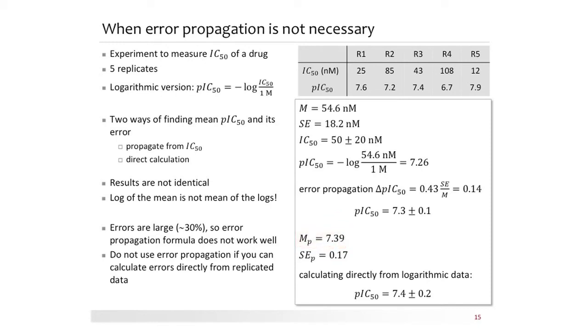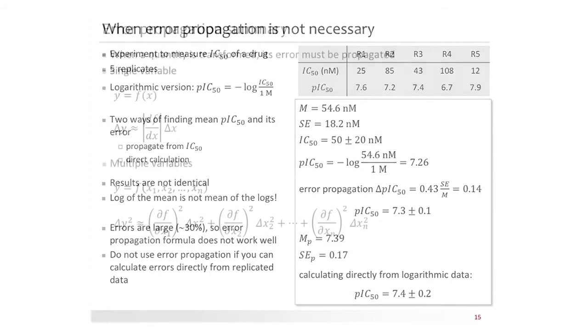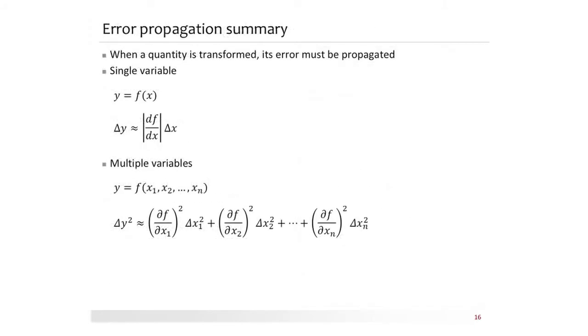As to the error, well, errors are quite large, as you can see. They're about 30% or so. So the error propagation formula does not work so well. It's only very, very approximate. So it's also better to calculate the error this way. If you have a situation like this where you can calculate your transformed data directly from each replicate, it's always better to calculate errors at the end instead of propagating them. But this is not always possible. That's why I'm showing you how to propagate errors.